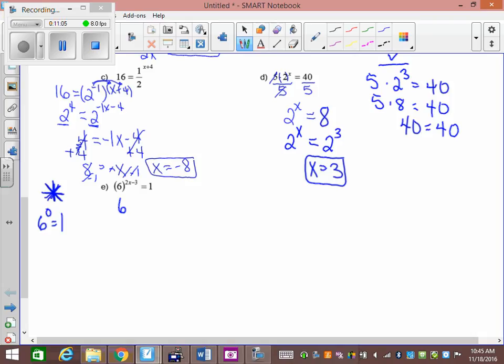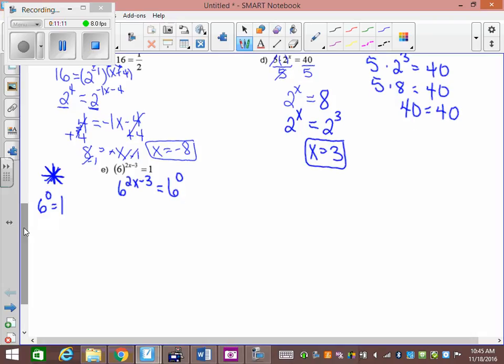So I'm going to have 6 to the 2x minus 3 equals 6 to the 0. And now I can just set them equal. It's a very easy question. It's also a very easy question to forget you can do that, right? So you get 2x minus 3 equals 0. Add the 3. 2x equals 3. Divide by 2. x equals 1.5 or 3 halves.